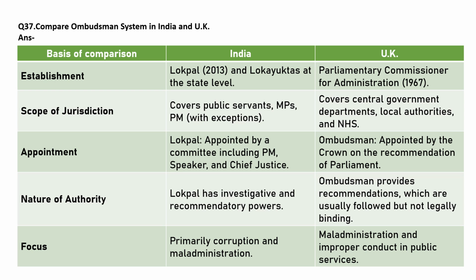Compare the ombudsman system in India and UK. In India, Lokpal 2013 and Lokayuktas at the state level, this is the establishment. In UK, the Parliamentary Commissioner for Administration Act 1967. The scope of the jurisdiction: in India, it covers public servants, MPs, Prime Minister, ministers, and Class A and B gazetted officers of the central government. In UK, it covers central government departments, local authorities, and NHS, that is National Health Service.